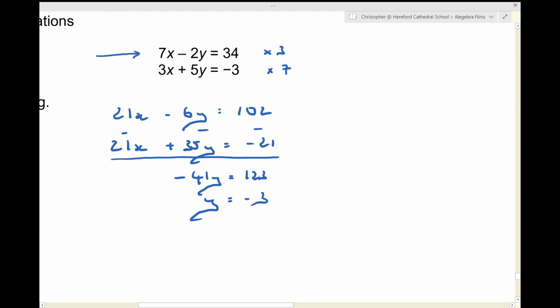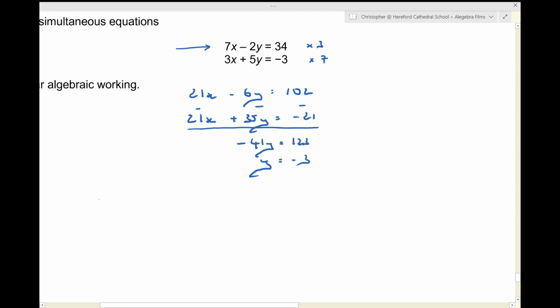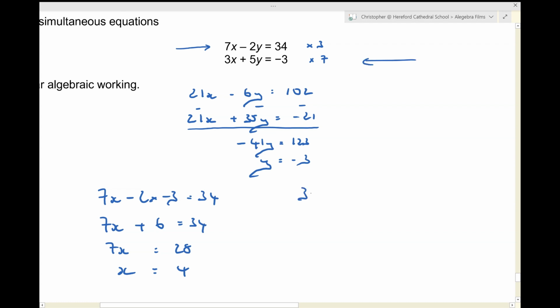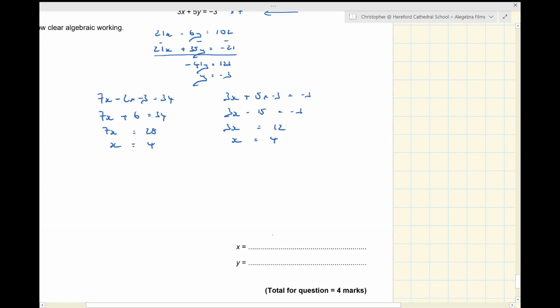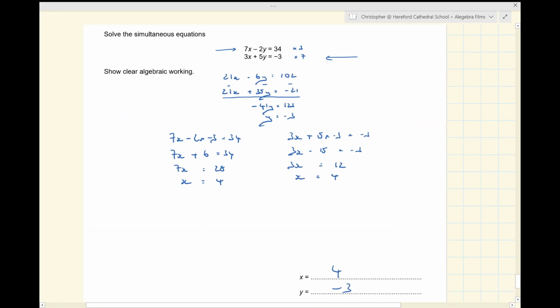Right, substitute that value of y into this first equation. 7x minus 2 times minus 3 equals 34. 7x plus 6 equals 34. Minus 6 from both sides, and 7x equals 28. So x equals 4. Let's see if we get the same. When we substitute into here, 3x plus 5 times minus 3 equals minus 3. 3x minus 15 equals minus 3. Plus 15 to both sides, and 3x equals 12. Divide by 3, and x equals 4. Look at that. So x is 4, and y is minus 3.